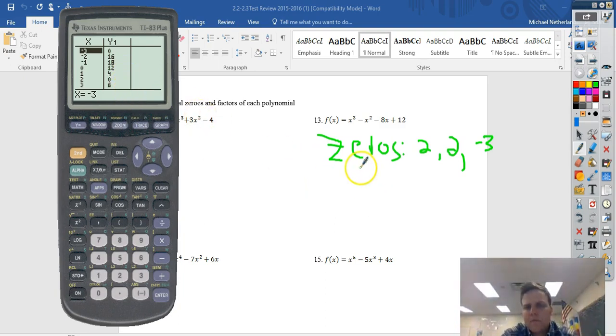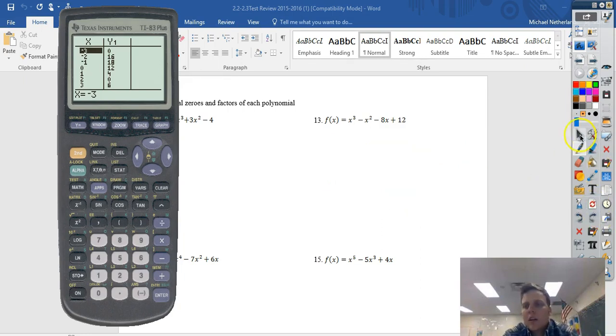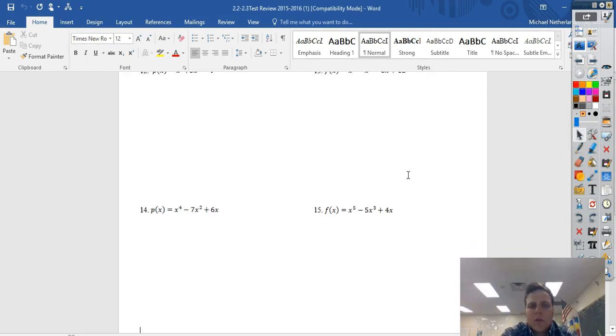Okay? So, what are the factors if these are my zeros? Well, the factors are simply, you have 2 twos, so that's just going to be x minus 2 squared, and then negative 3 comes from x plus 3. Okay? Next question.